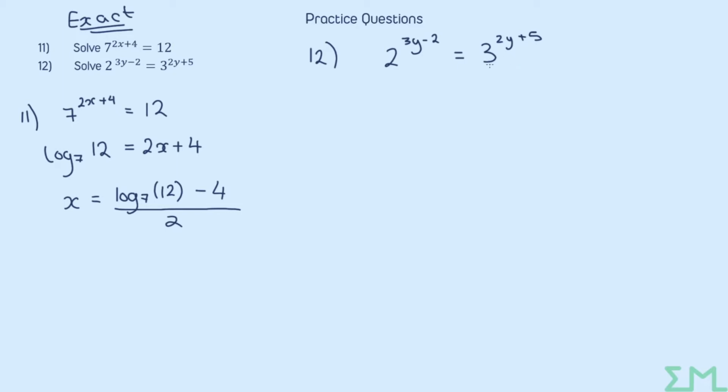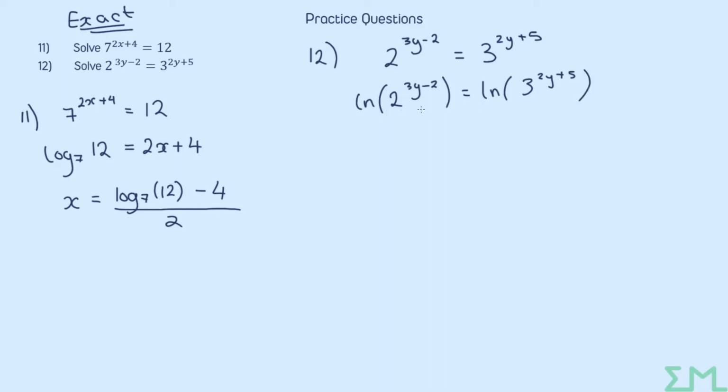I've mentioned before, I prefer ln because on my calculator there is a button just for ln, whereas for log base 10 I would have to type in 10. So let's jump in with ln. You can use whatever you would like. 2 to the 3y minus 2 and 3 to the 2y plus 5.